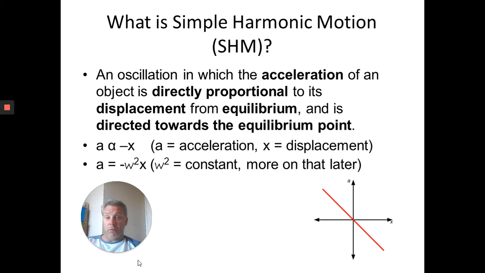So we've got our proportionality there, acceleration proportional to minus x, minus the displacement. And we can always turn a proportionality into an equation by introducing a constant. Now this constant is omega squared. We talk about omega as angular velocity in circular motion. Omega in simple harmonic motion is angular frequency. And in the next video, we'll describe why we have that difference and the similarities between circular motion and simple harmonic motion.